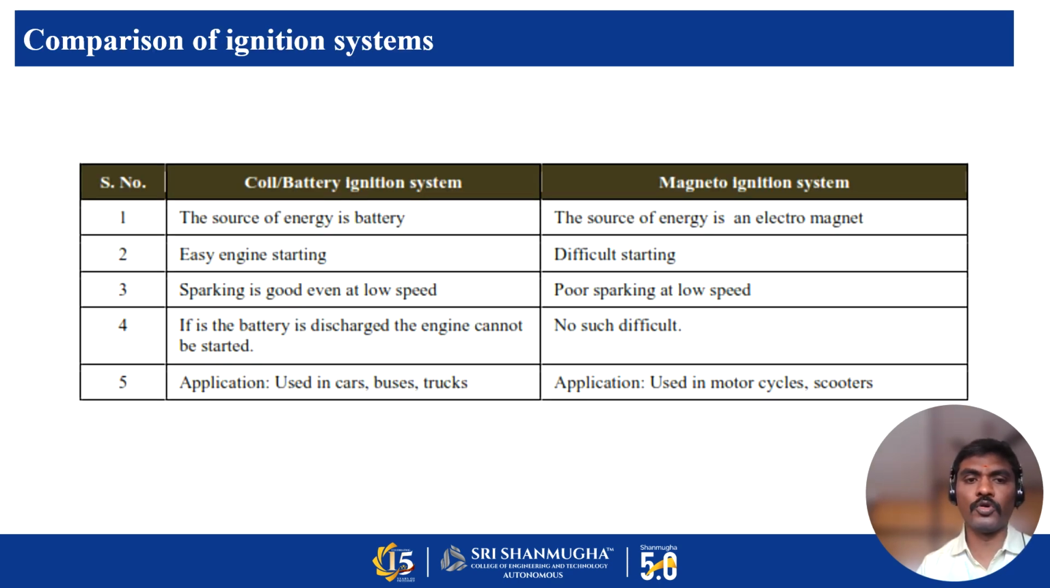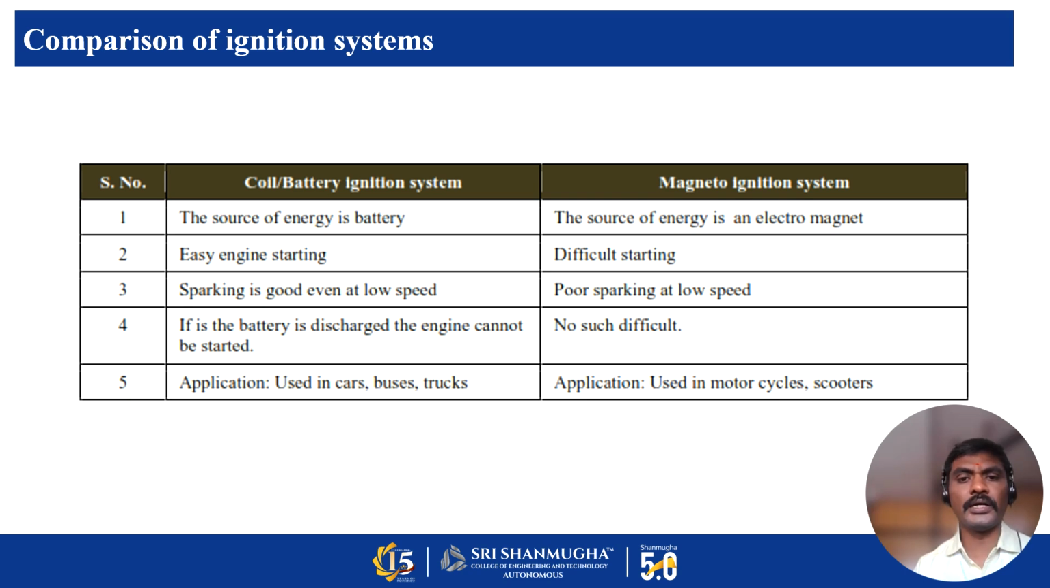So, the comparison of the battery coil and magneto ignition systems. In the battery coil ignition system, the source of energy is the battery, but in the magneto ignition system, the source of energy is a magnet. In the battery coil ignition system, starting is easy, but in the magneto ignition system it is difficult to start. Sparking is good even at low speed.